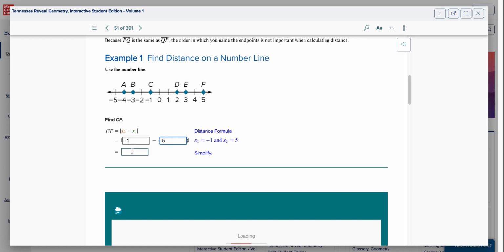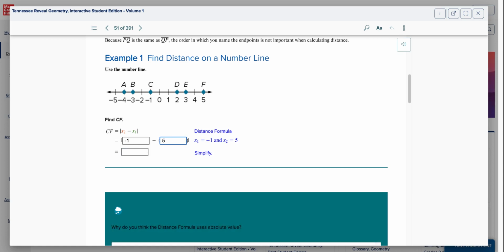Okay, well, listen, -1 minus 5, you got to figure out what that is. And if you need a calculator, then do it. But basically 5 is being subtracted from a -1. So it's going to be a -6, but the absolute value of that is a +6. And here's the shortcut. Start off at C. You're asking yourself, how many times do I have to move to get to F? 1, 2, 3, 4, 5, 6. And the answer is 6.